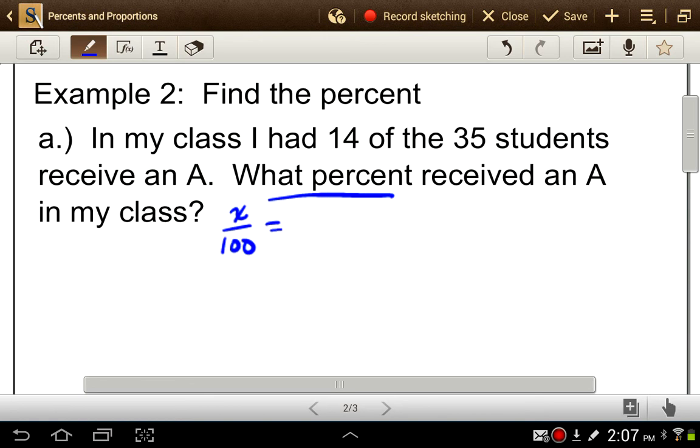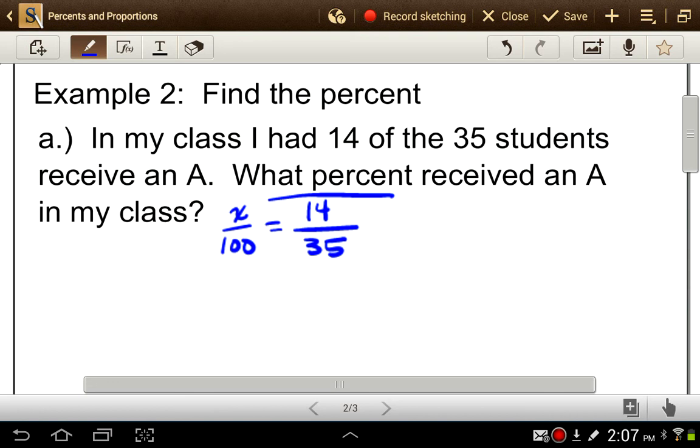Okay, if I think back to the other page, my base was my 35. My base is my whole amount. That was my 35, across from my 100. The part that I have, the part I'm looking for, is my 14. So my percent and my part are across from each other, and then my 100 and my base are across from each other. Now I use proportions to solve this.